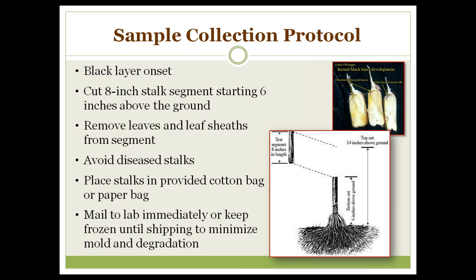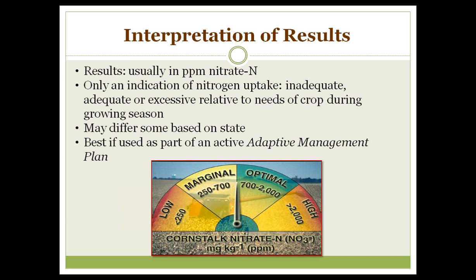Results usually get back to us within about a week. It doesn't take very long for the labs to turn those results back around. They report in parts per million nitrate nitrogen, and we just need to remember it's only an indication of the nitrogen uptake that's occurred during that year. It's going to look at whether it was inadequate, adequate, or excessive as it relates to the needs of that crop, or even more specifically that particular hybrid that was planted.